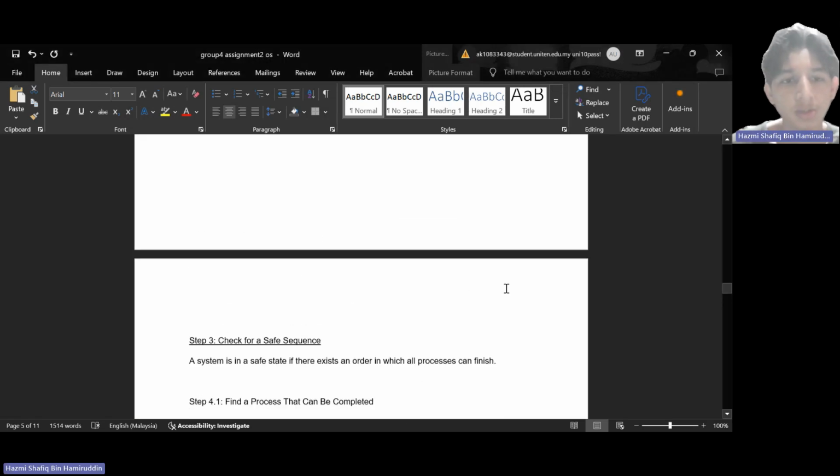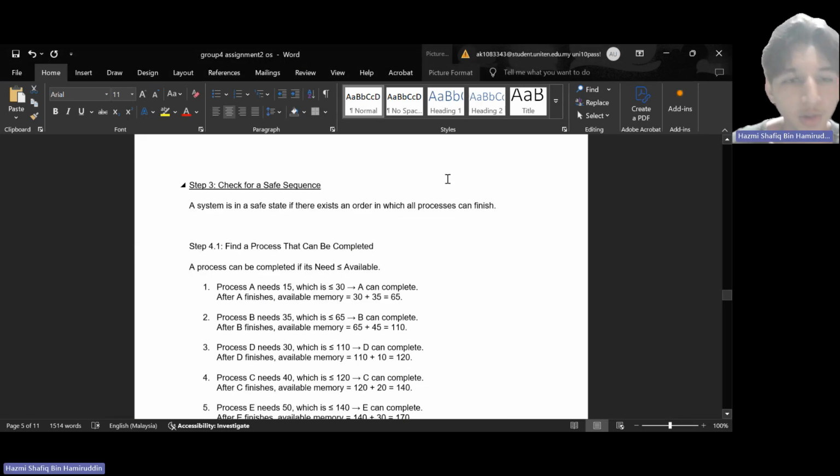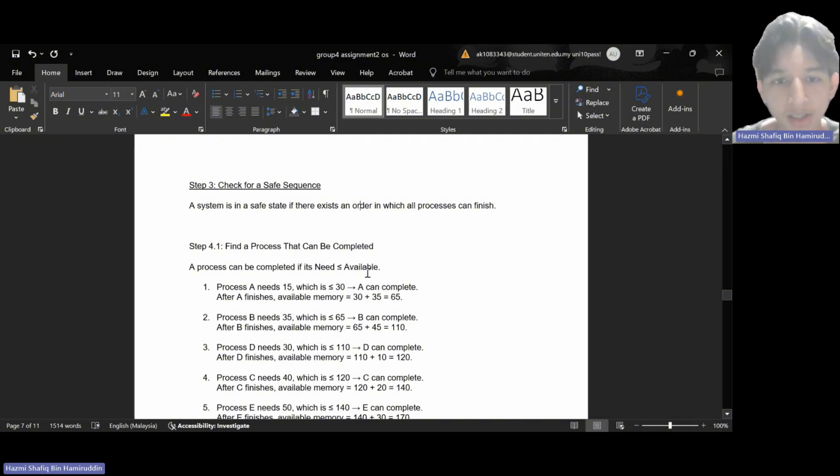For question number 3, I will continue my part on step 3: check for a safe sequence. A system is in a safe state if there exists an order in which all processes can finish. A process can be completed if its need is lower than or equal to available. Process A needs 15, which is lower than or equal to 30. So A can complete. After A finishes, available memory is 30 plus 35, which is 65.